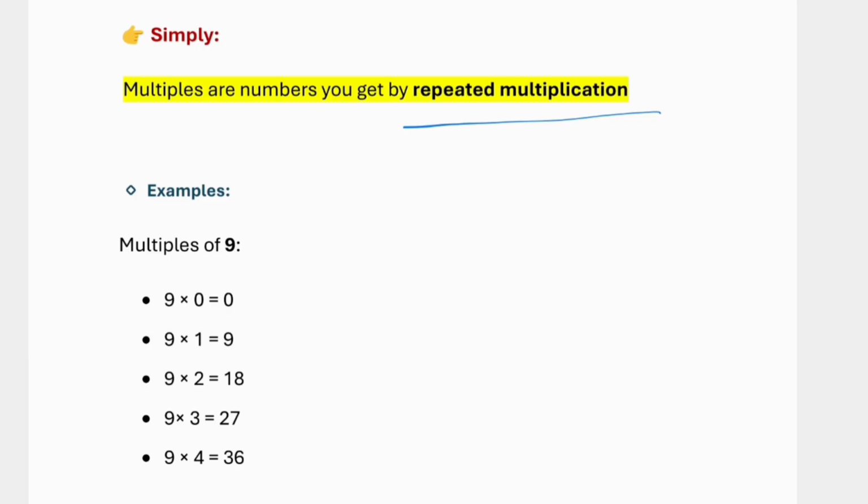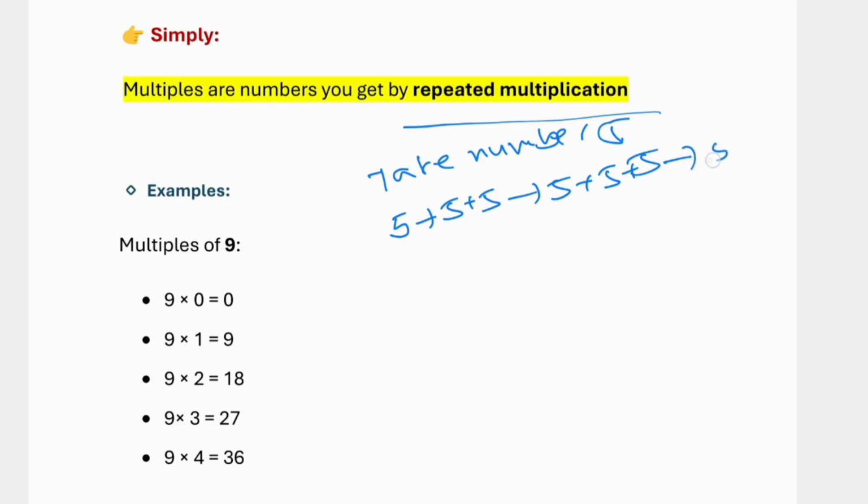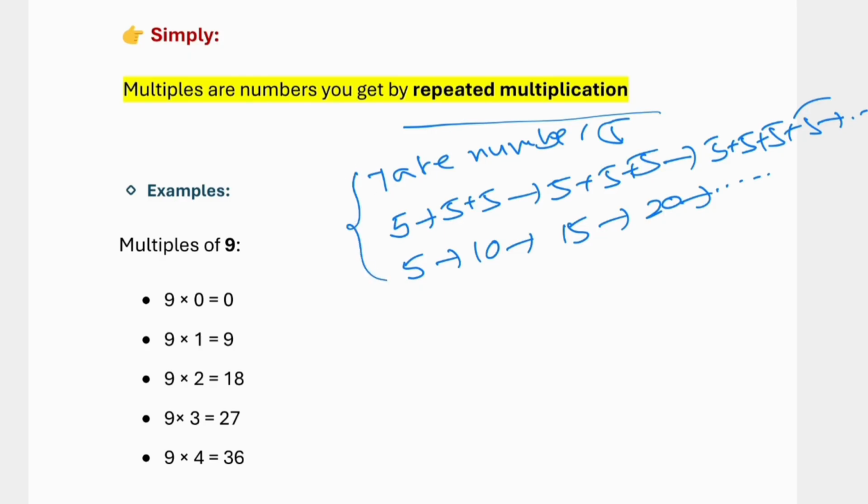Just for example, take the number 5 and add 5 again and again. Then we get 5, then 5 plus 5, then 5 plus 5 plus 5, then 5 plus 5 plus 5 plus 5 plus 5 and so on. Here we add 5 in every next step. So we get 5, 10, 15, 20 and so on. This process is repeated addition.